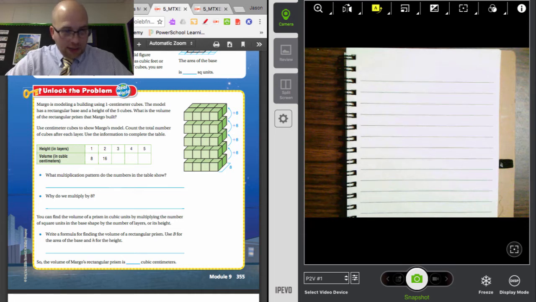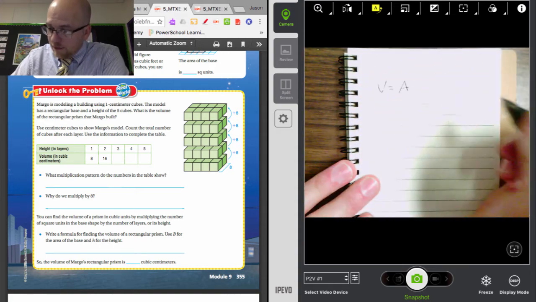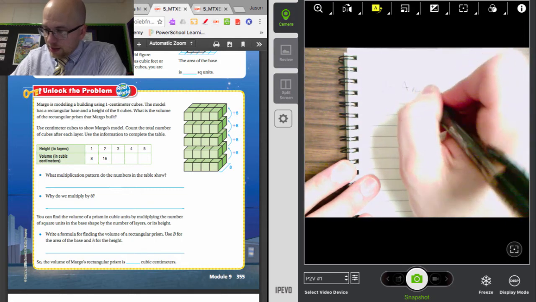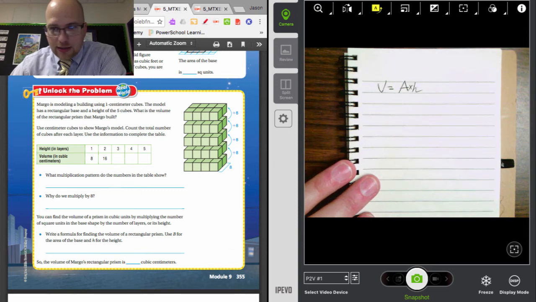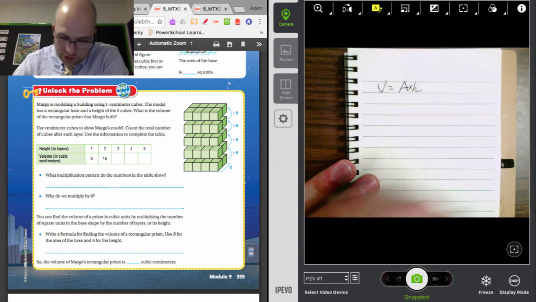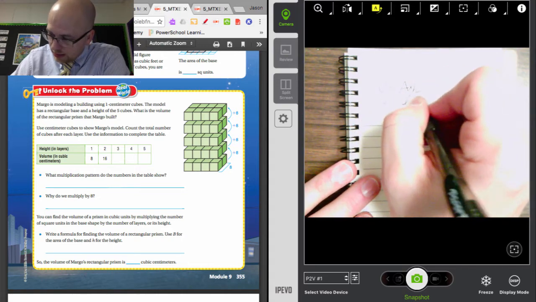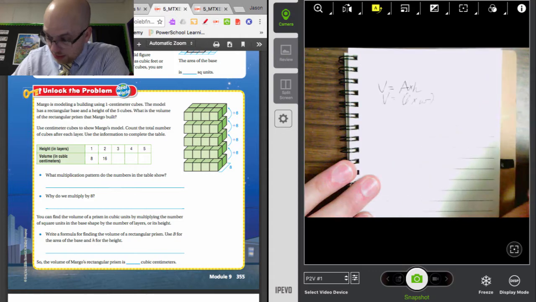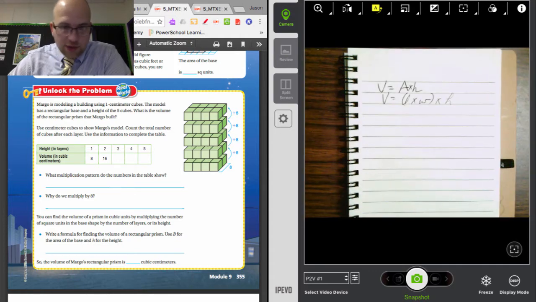Now, the formula, what's the formula going to be? We have 8 because it's the area of the base. So volume equals the area of the base times the height. The area of the base times the height. Or, in this case, if it's a rectangular prism like this, volume equals the length times the width, which is the area, times the height. That's all we have to do.